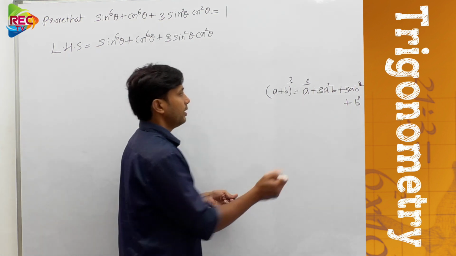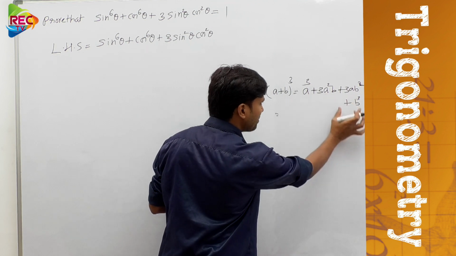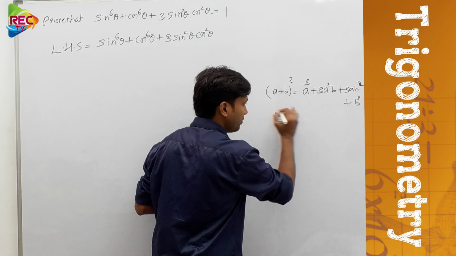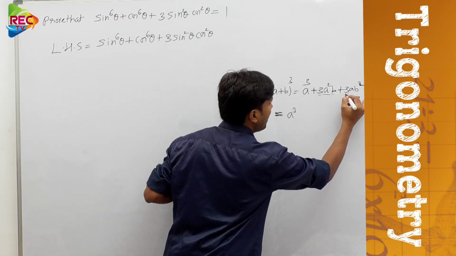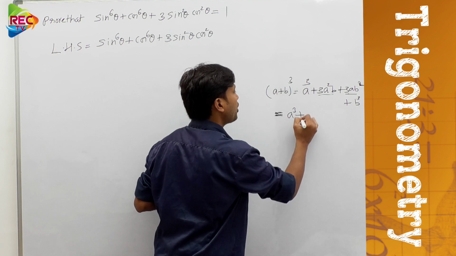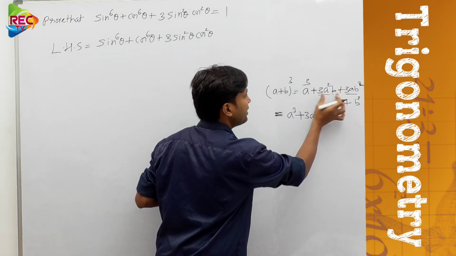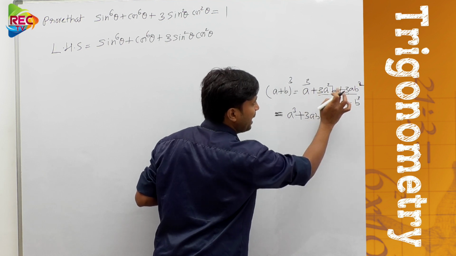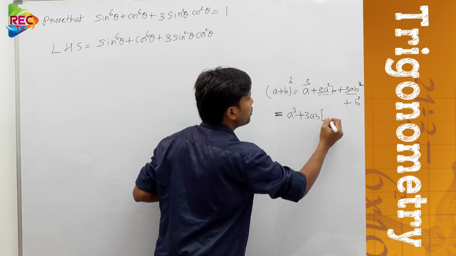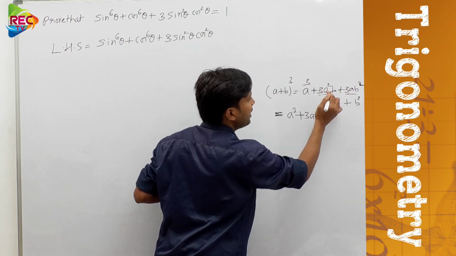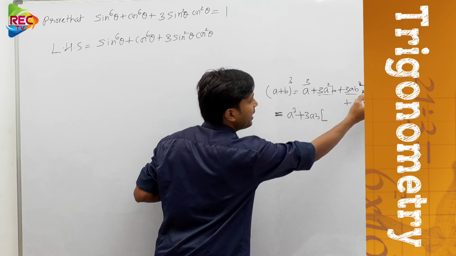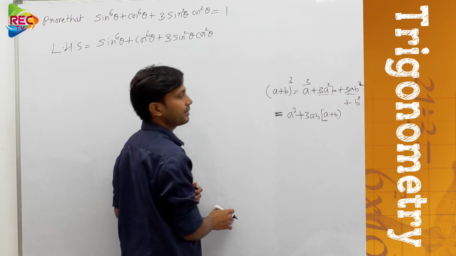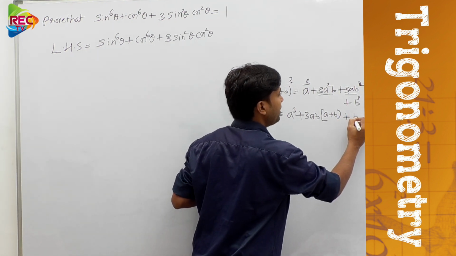Now, I want to do one small rearrangement in this formula. We can write this formula as a cube, and from the 3a square b term and the 3ab square term, if you take 3ab common, one a is left over and one b is left over. So here a plus b is inside the bracket, plus again b cube.